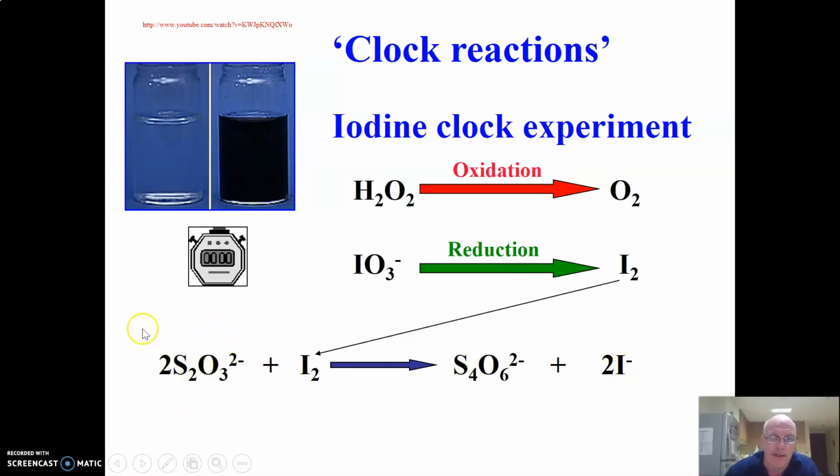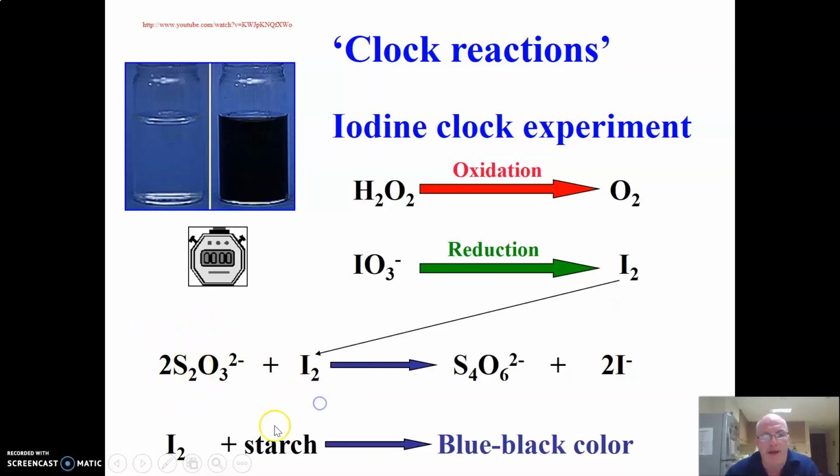But eventually, the thiosulfate will run out, the iodine's got nothing to react with, and it reacts with the starch that's also in there, and suddenly becomes that blue-black color that you see in biology, okay? So that's the basis of how the iodine clock works.